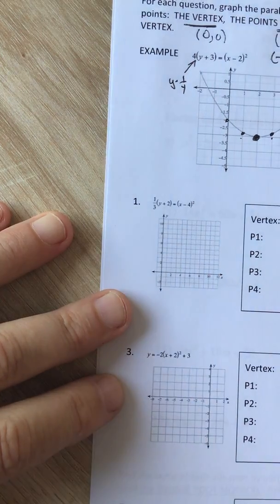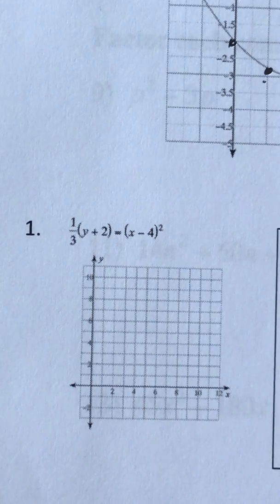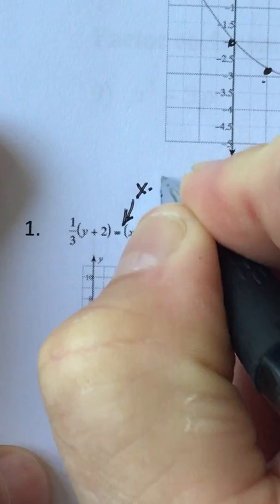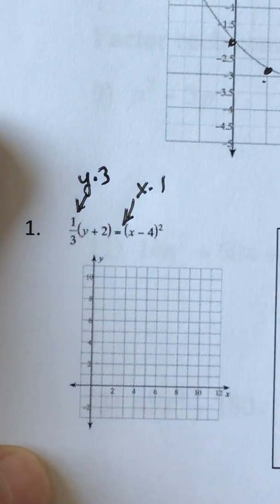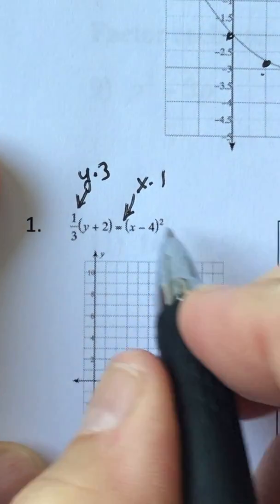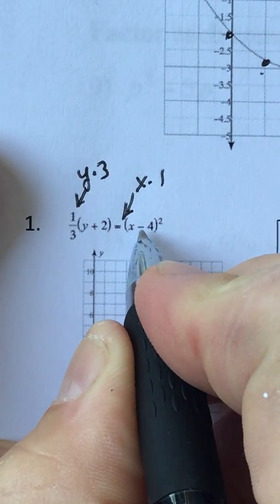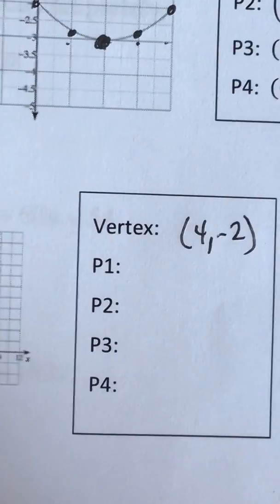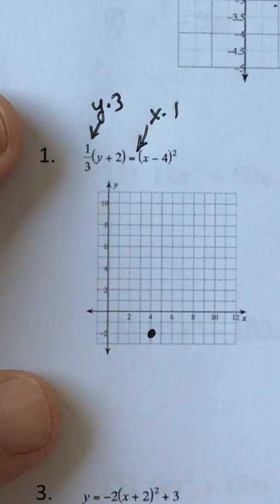Okay. So this one is in transitive form. So the stretch numbers are on the letters that they're already with. So this has an x stretch that's just normal, and it has a y stretch times 3. So the y values are 3 times taller than normal. So instead of going over 1, up 1, we're going to go over 1, up 3. So here's the vertex at 4, negative 2. Okay, 4, negative 2 is right here. So it looks like this one's going to fit.